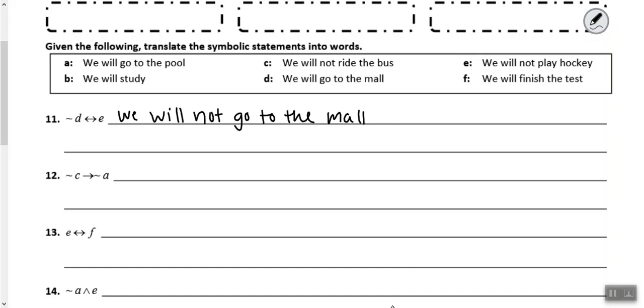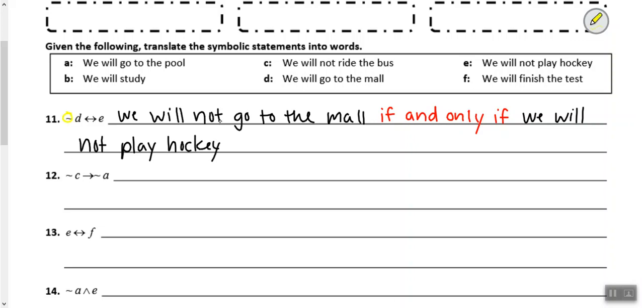Double arrow. If and only if E, we will not play hockey. So again, the squiggly line for D means we added the word not to it.